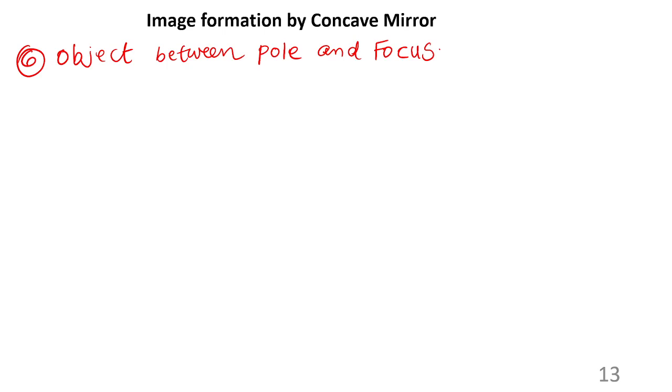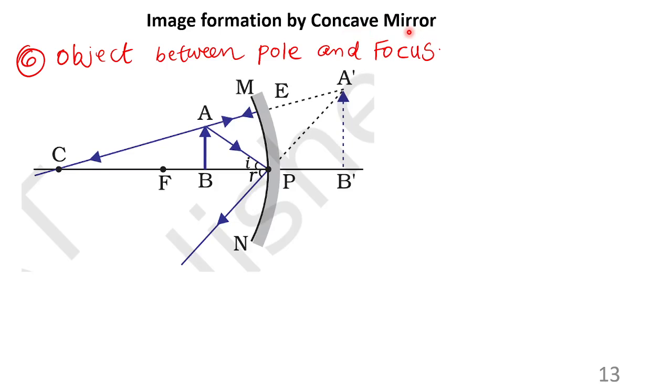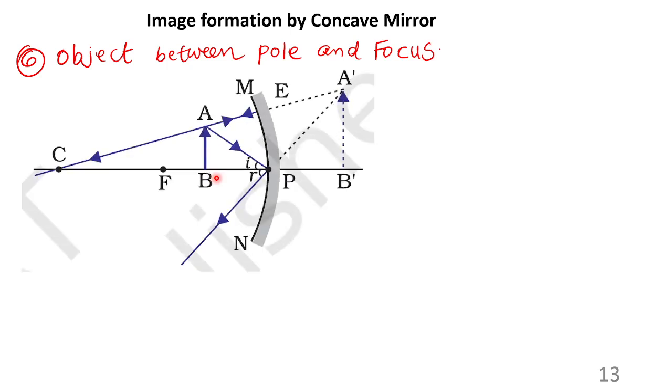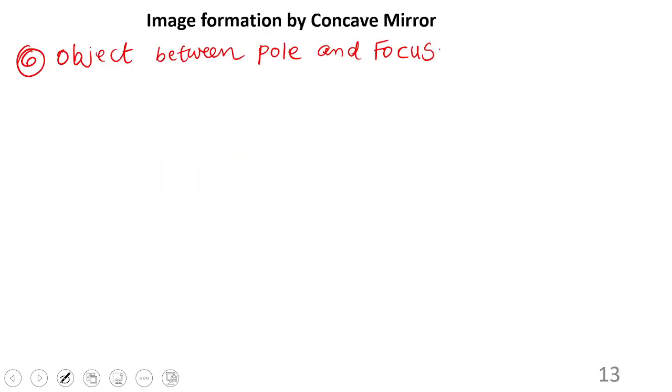So here what we are doing is the object, for example a candle. An object is placed between pole and focus of a concave mirror. The diagram is this, but I would like to explain step by step. I will show this diagram. It is taken from textbook. So this is the last case. All of you please listen. Let me explain step by step.